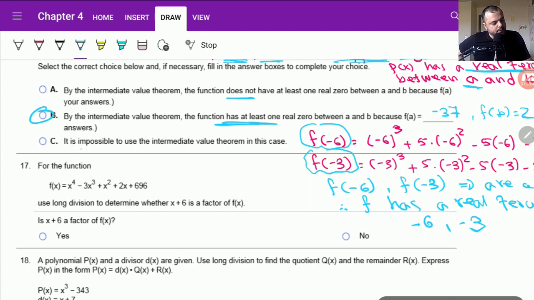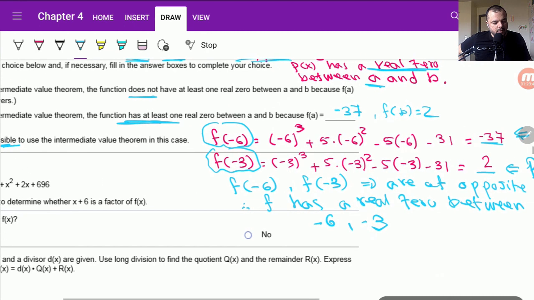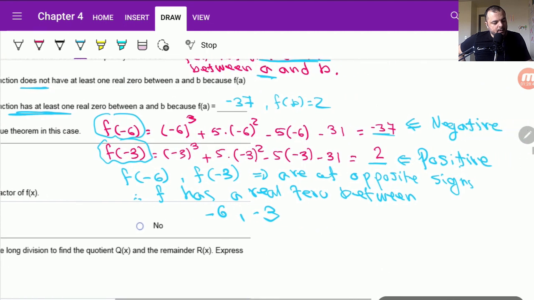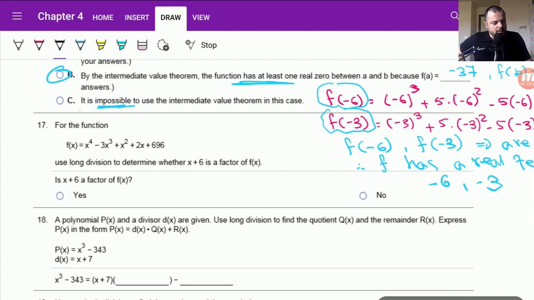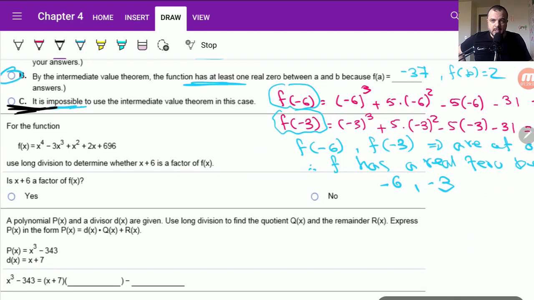It is impossible to use it when we get the same signs. If we have the same signs, we cannot tell, okay? We cannot say yes or no. So if we get the same signs, positive, positive, or negative, negative, then we choose the C as an answer. But for now, because we have different signs, then the answer is B.